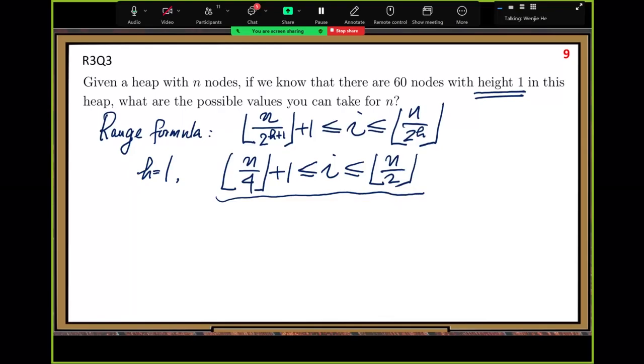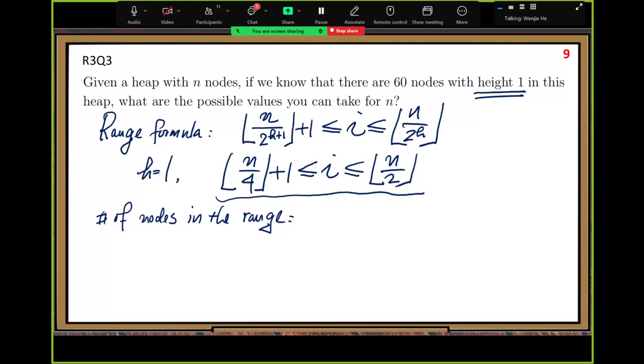So next question, set up the equation. How many nodes are in this range? We need to write that expression, the expression for the number of nodes in the range.